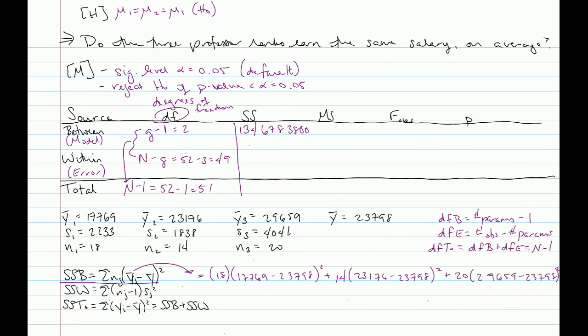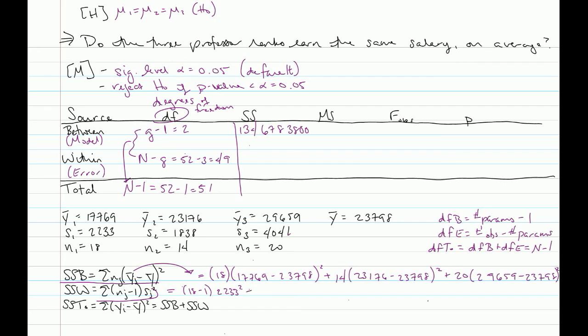So this SSW, this form here, this sum of the nj minus 1 times sj squared, is exactly what we did when we pooled our sample standard deviations before. We're just not taking the square root and dividing by n1 plus n2 minus 2 yet. So for group 1, we'll have n1 minus 1 times s1 squared. So we'll have 18 minus 1 times 2233 squared.